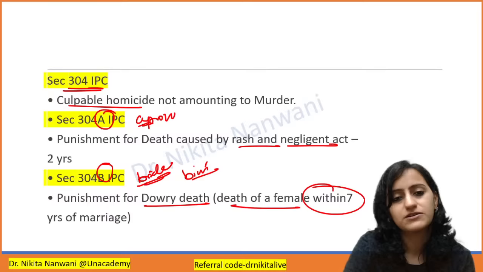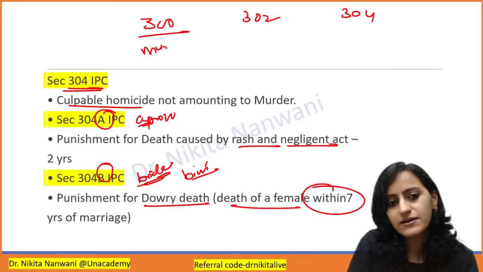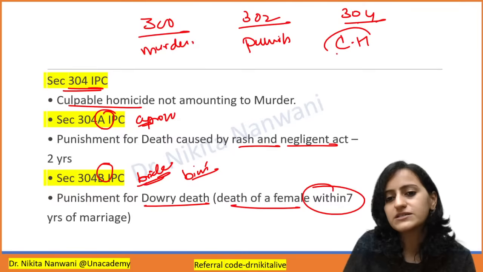So you have 300, you have 302 and you have 304. 300 is definition of murder. 302, punishment for murder. 304 is your culpable homicide. A and B. A is apron and B is bride.